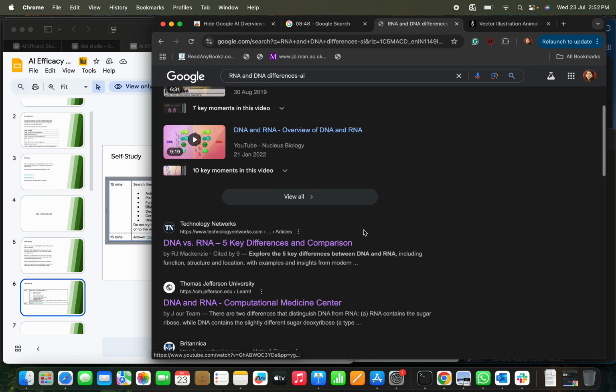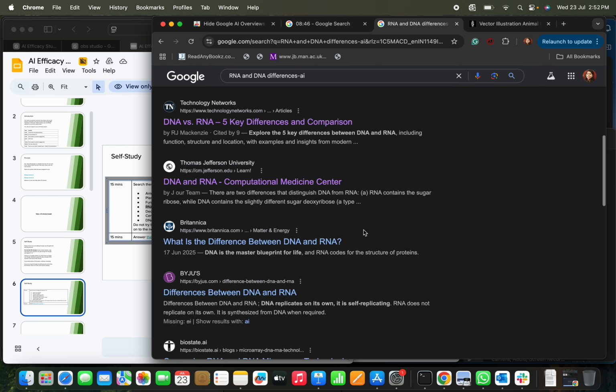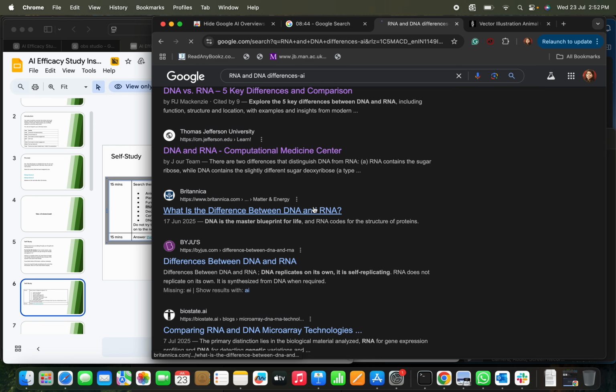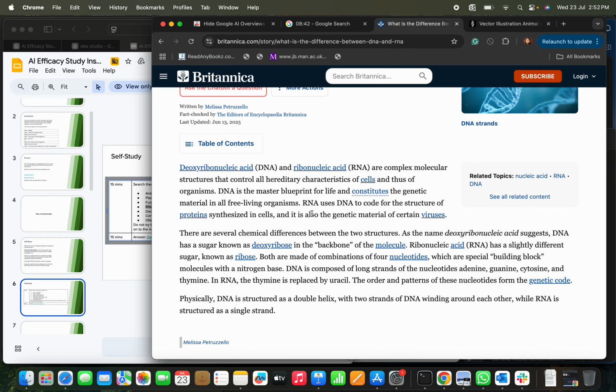What's the difference between RNA and DNA? Let's go with Britannica now. Ribonucleic acid and deoxyribonucleic acid are complex molecular structures that control all the hereditary characteristics of the cells. DNA is the master blueprint for life and constitutes the genetic material. RNA uses DNA to code for the structure of protein synthesis, and it's also the genetic material of certain viruses.